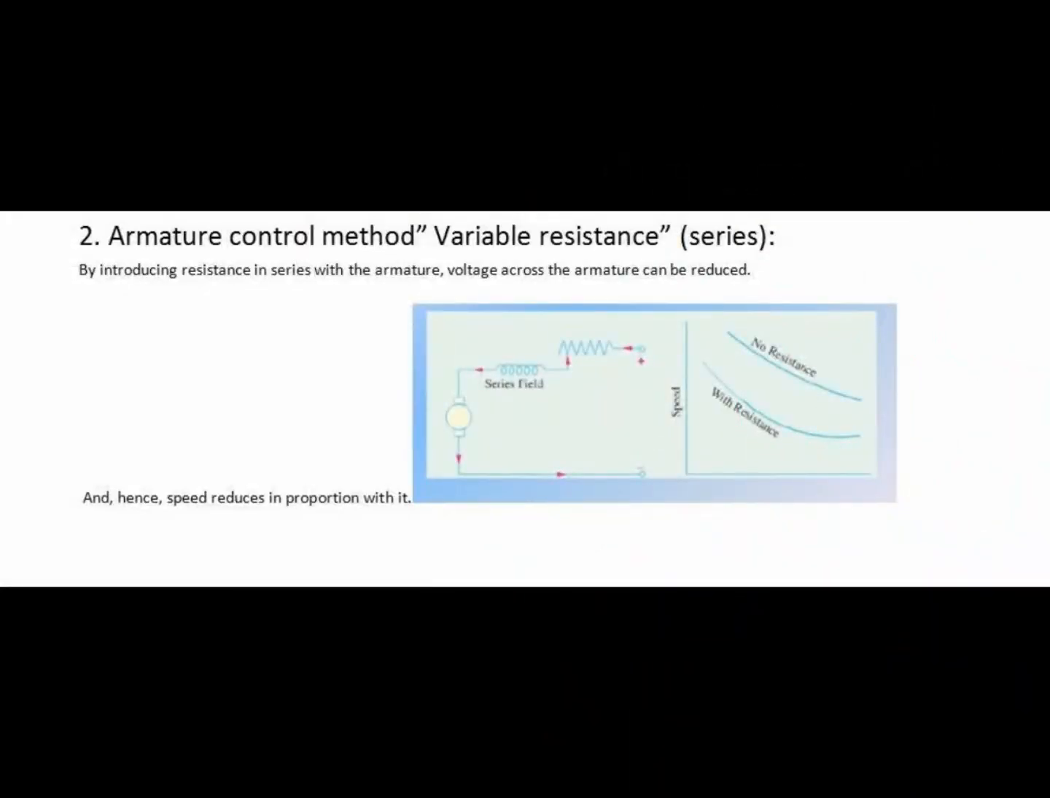Second, armature control method. Variable resistance, series. By introducing resistance in series with the armature, the voltage across the armature can be reduced, and hence the speed reduces in proportion with it, as you can see in the figure below.